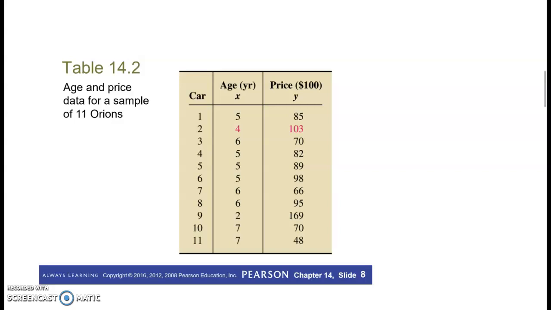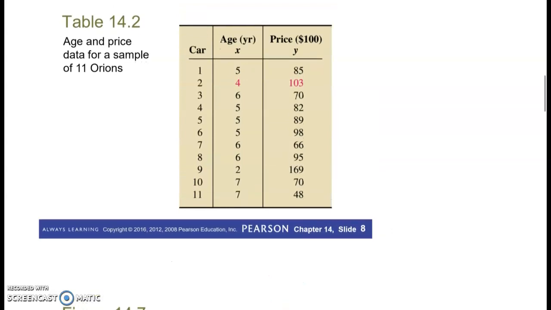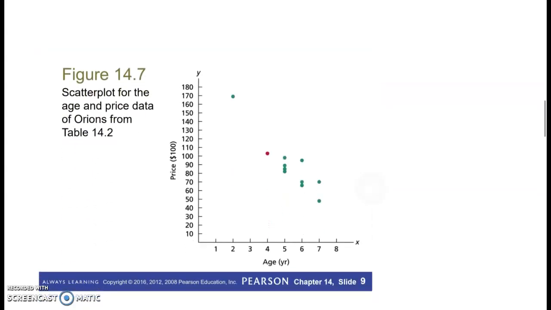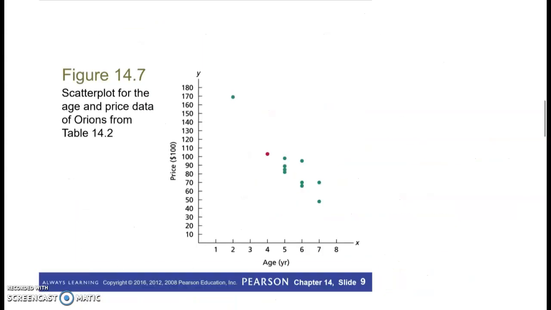So we're trying to determine, in this sample, what kind of relationship do age and price have? Can we use age as a predictor for price and that kind of information? So to do that, we build a scatter plot. So take each data pair, 5, 8,500, 4, 10,300, and we plot it on a graph. So here you can see that we do have this kind of linear relationship happening.